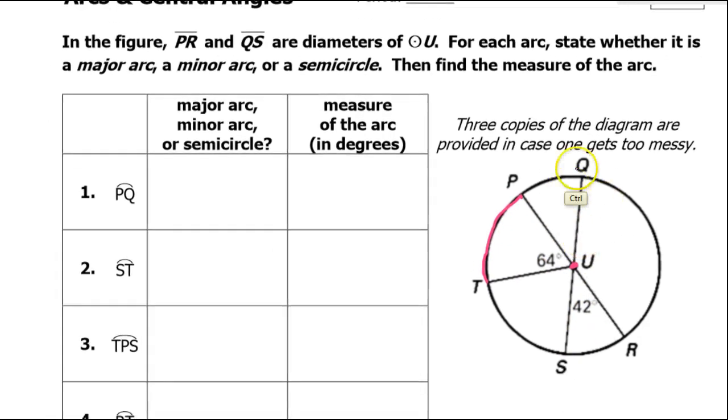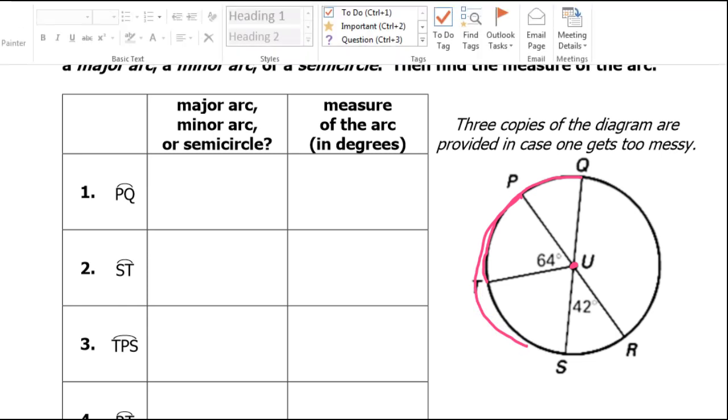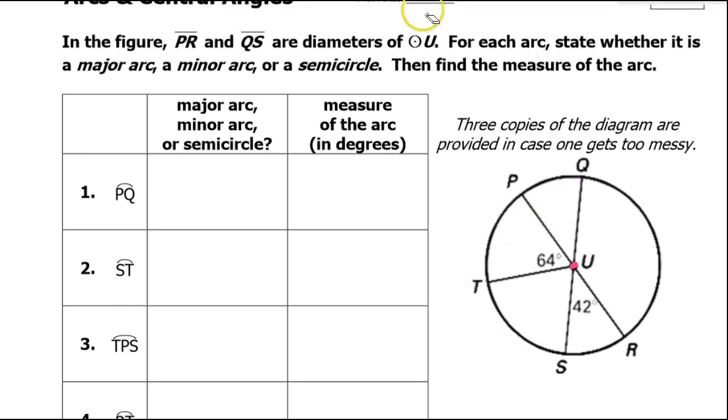If I had an arc that was exactly 180 degrees, like for example, wow, okay, I kind of missed the circle there. Let me try using a highlighter. Maybe I'll have better luck. All right, a 180-degree arc is known as a semicircle. But if I kept going and made it bigger, now that would be a major arc.